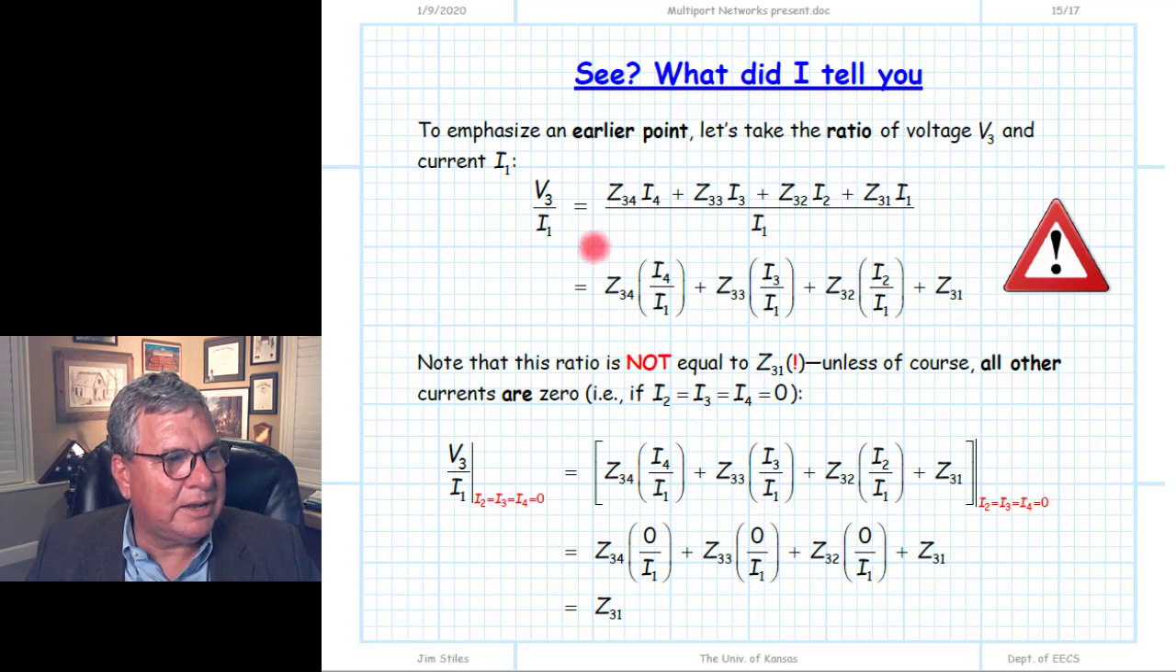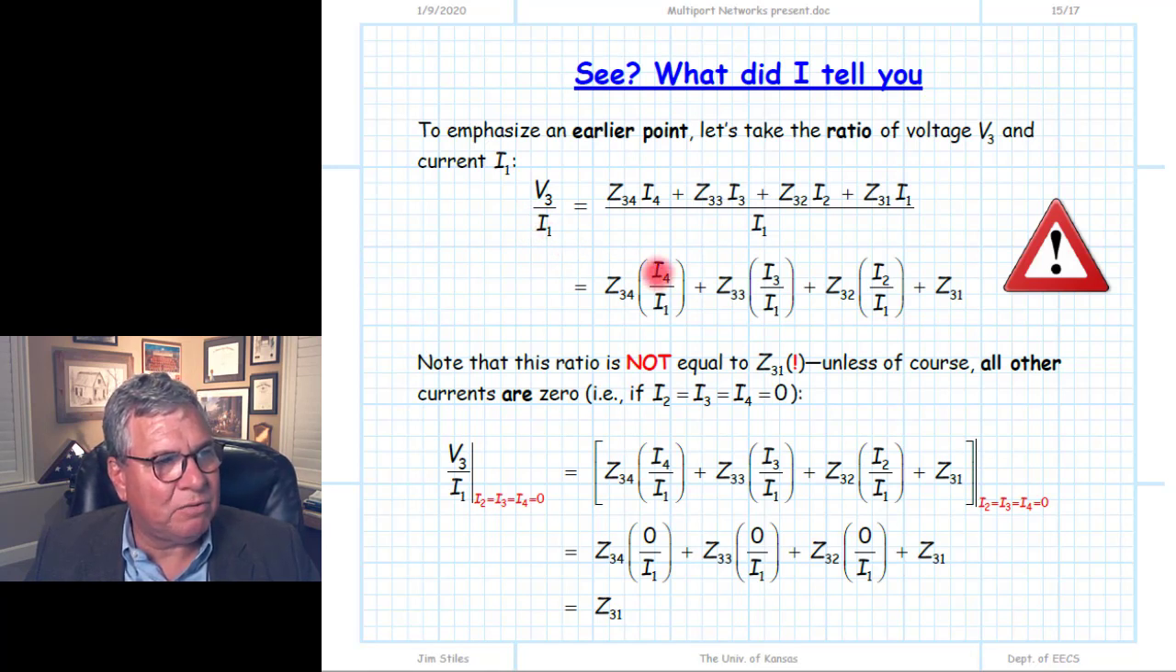And if we do that, we get this result here. Well, hopefully you can see that this result, V3 over I1, is not equal to Z31. It's equal to Z31 plus all of these other terms. You get a very different complex number than Z31. Now, how do we rectify this with what we know about the transimpedance parameter? We said V3 over I1 is true only if all other currents besides 1 are equal to 0.